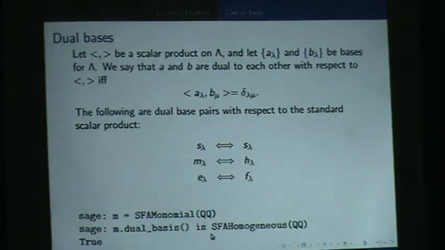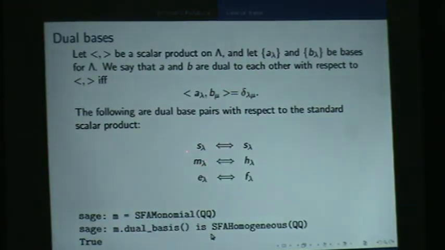So with the scalar product I talked about before with the z sub lambda in the previous slide, the following bases are dual with respect to it. Here you can see that the Schur functions are self-dual with respect to that. So if you plug in S lambda up there, you see that the Schur functions form an orthonormal basis for the symmetric functions.